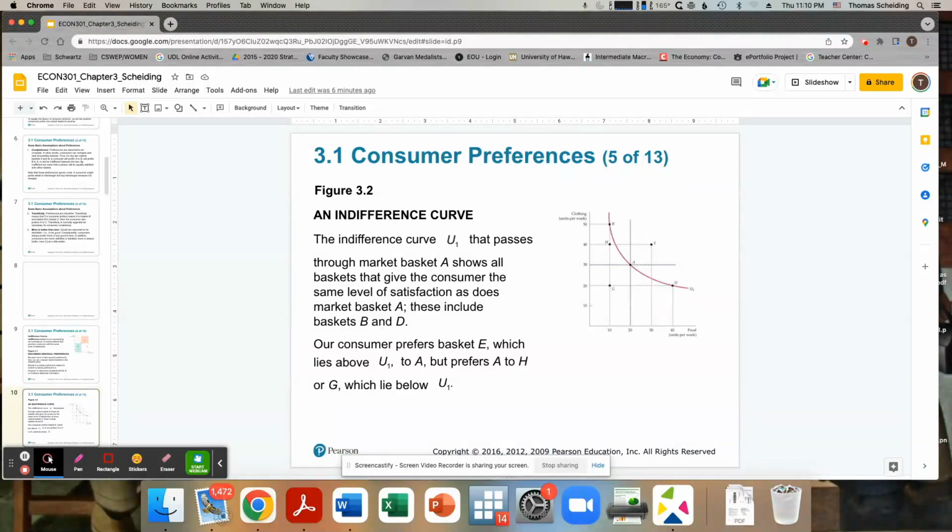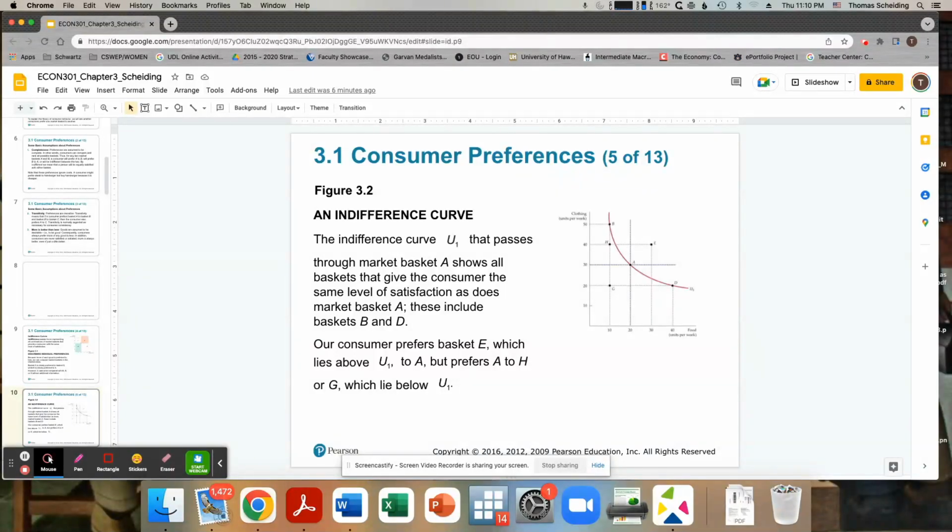This is what an indifference curve typically looks like. It's bowed inward towards the origin, and any bundle that is on that indifference curve is equal. So B is indifferent to A is indifferent to D.